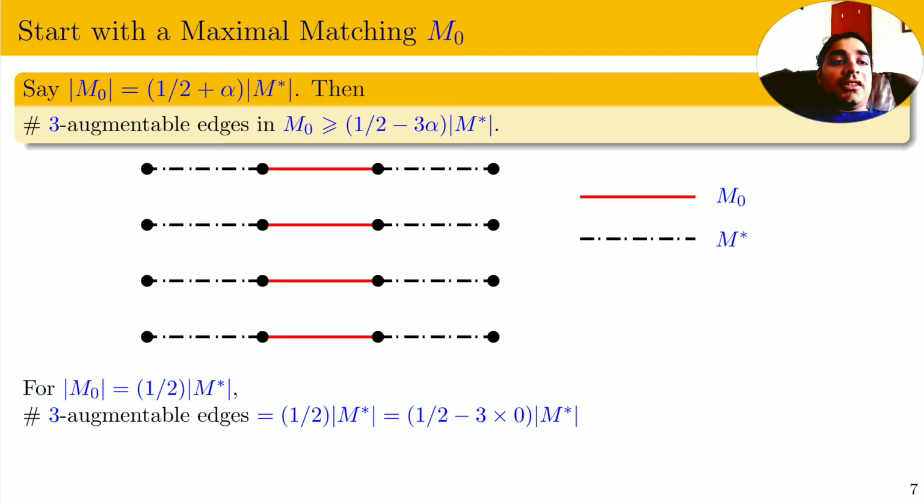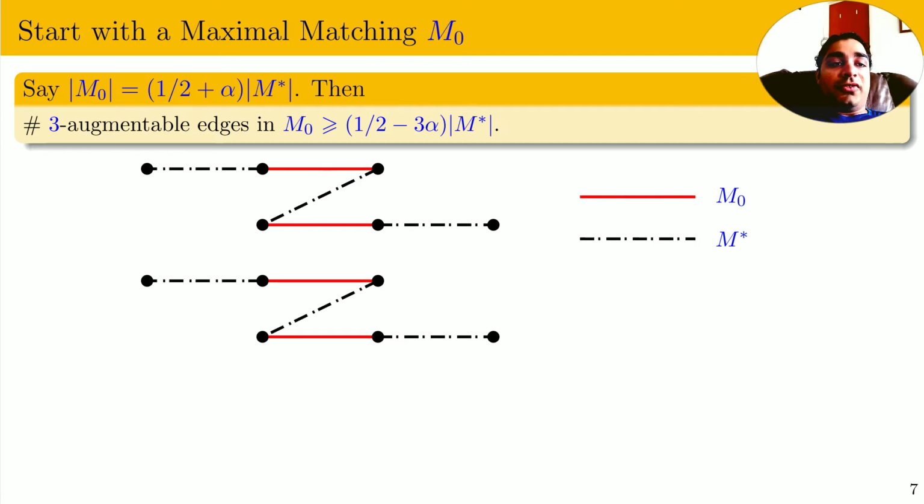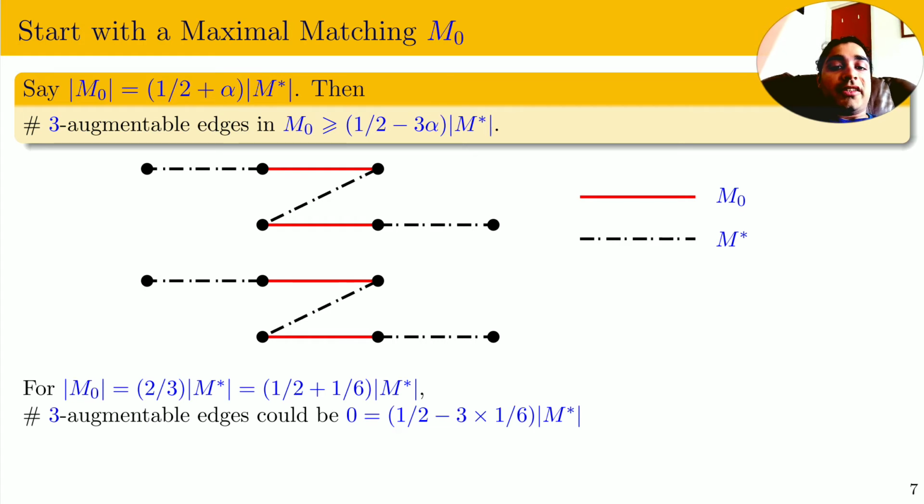Now on the other extreme, if none of the maximal matching edges are part of three augmenting paths and all are part of five augmenting paths as shown, then this is 2 by 3 approximate. Size of M0 is 2 by 3 times size of M star, which is half plus 1 by 6 times size of M star, and the number of three augmentable edges, this is the worst case, so it's 0 in this case, which is half minus 3 times 1 by 6 times size of M star.